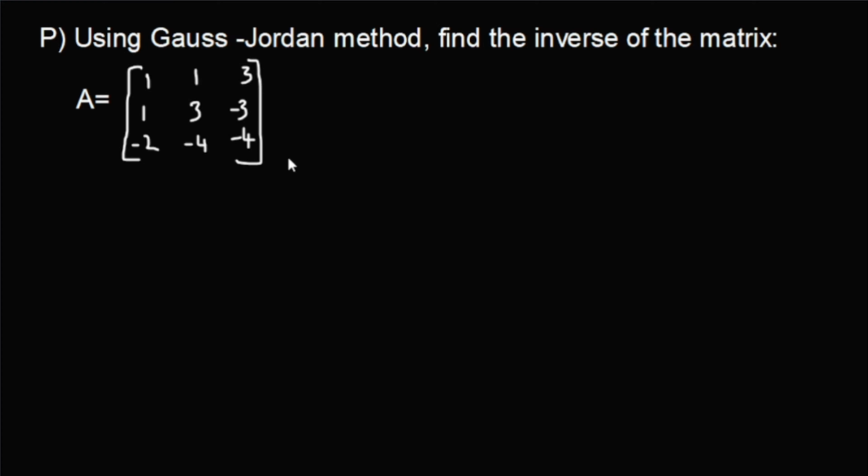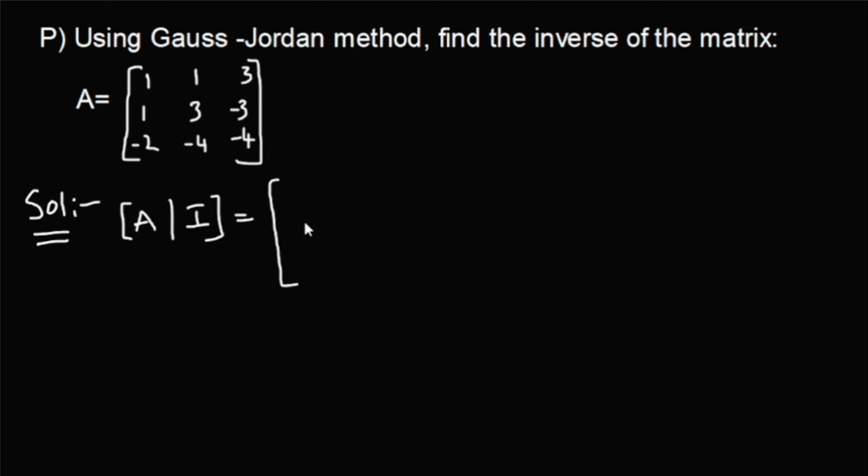Now let us take this problem. A is given as 1, 1, 3, 1, 3, minus 3 and minus 2, minus 4, minus 4. So using Gauss-Jordan method, we are going to find the inverse of this matrix. According to the method, we need to consider the two matrices A and the identity matrix I side by side. You write and make a separation.